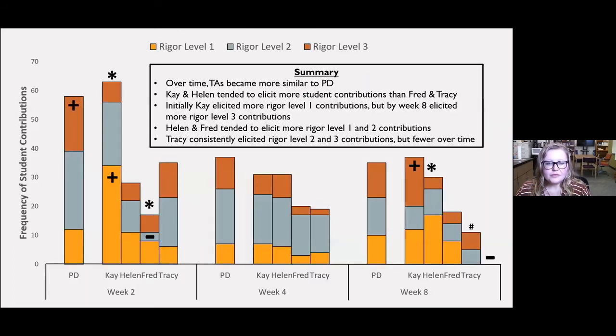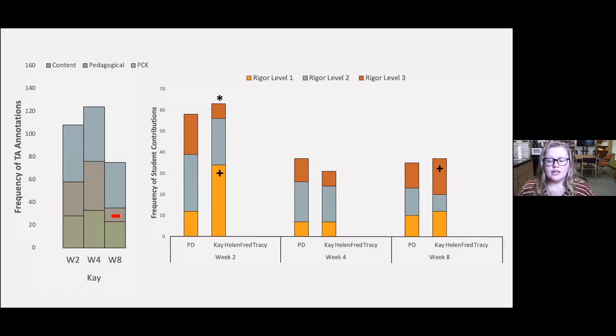Sorry. And while it is interesting that all the TAs engaged with these supports and elicited interesting patterns, I want to take a moment to highlight Kay, because it's interesting that she was able to elicit more rigor level 3 contributions than the PD during week 8. And so as a reminder, here is a portion of the graph showing how Kay annotated her curriculum materials, where she tended to focus mostly on PCK.